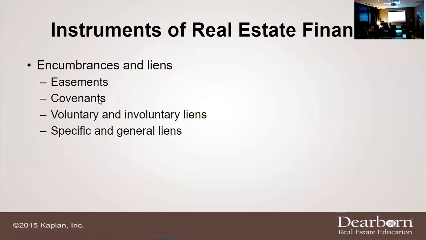Now, again, there are also specific and general liens. When you get a house, you get a mortgage. Guess what? You have a general lien, because it kind of encompasses everything that deals with a house. You go buy a car, it's a specific lien. It basically deals with one item.